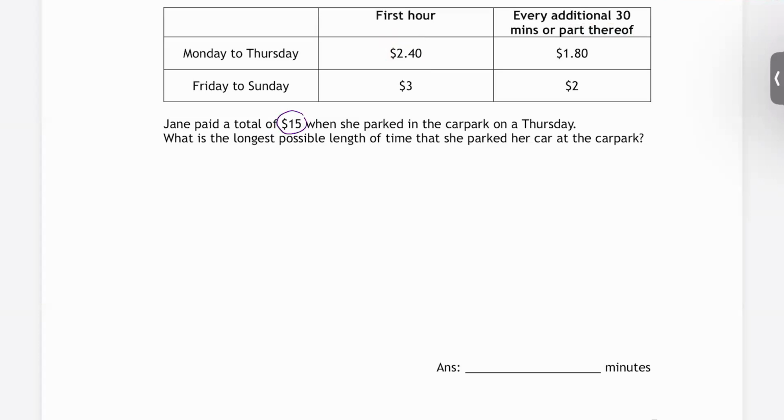All right, so this is a third. So we're looking at this. What is the longest possible length of time that she parked her car at the car park? Now, the answer is in minutes. So let's take a look at $15. So from the $15, we can split into $2.40 and this amount of money, which is 15 subtract 2.40. This gives me $12.60.